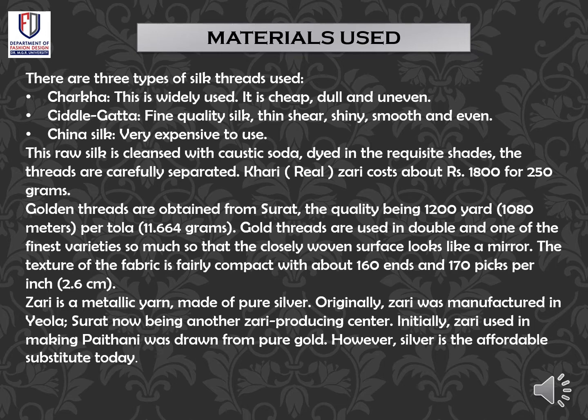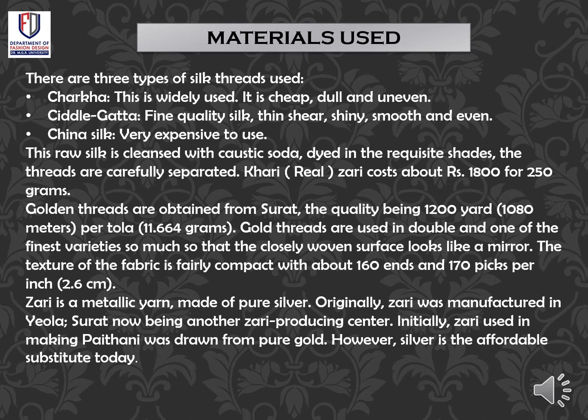This raw silk is cleansed with caustic soda and dyed in the requisite shades. The threads are carefully separated. Khari zari costs about 1800 for 250 grams. Golden threads are obtained from Surat, the quality being 1200 yards per tola. Gold threads are used in double and one of the finest varieties, so much so that the closely woven surface looks like a mirror.